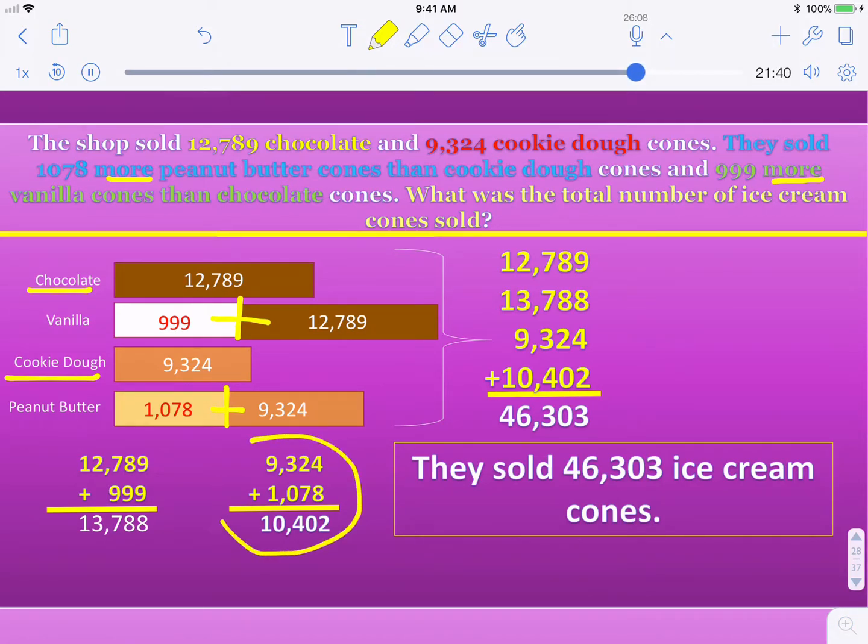Now, it says 999 more vanilla cones than chocolate. It doesn't say fewer, it says more, so that means our bar is going to be longer. We know we have 999 vanilla cones, and we're going to add that to the chocolate amount, which will give us 13,788. The question is, what was the total number of ice cream cones sold? How do you find that out? You're going to add all of the numbers together.